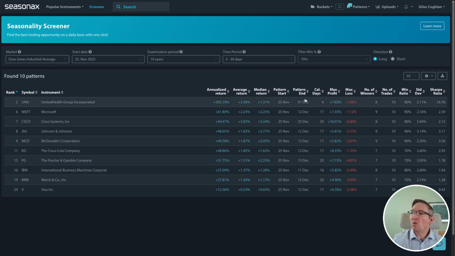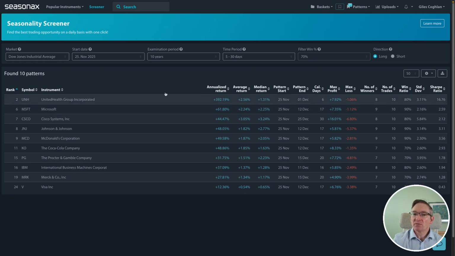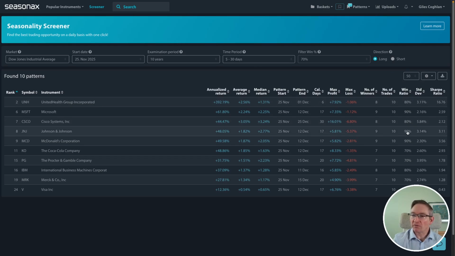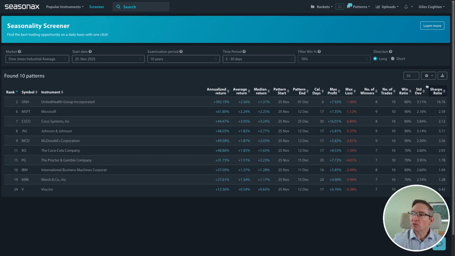We then have the number of winners out of the trades, and you have the win ratio. So 8 winning trades out of 10 trades, it's obvious to see that's an 80% win ratio. 7 winning trades here out of 10 trades in total gives us a 70% winning ratio. That's relatively easy to understand. 2 metrics that aren't obvious on face value to most people are the standard deviation and the Sharpe ratio. Now these 2 components tell you how reliable the pattern is. So we're going to break them down in a little bit of detail next.